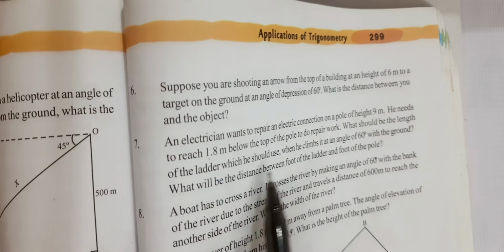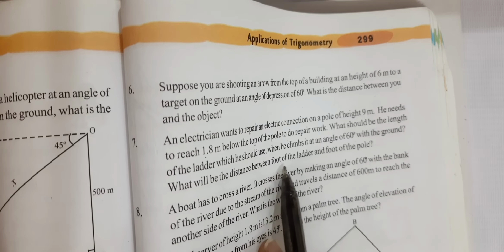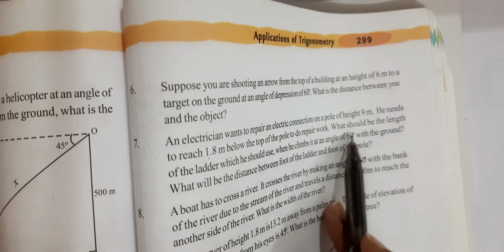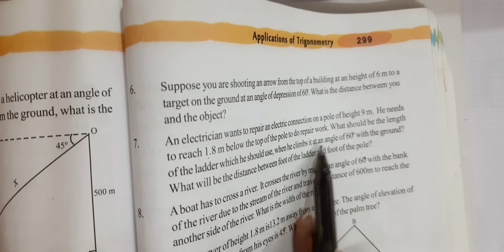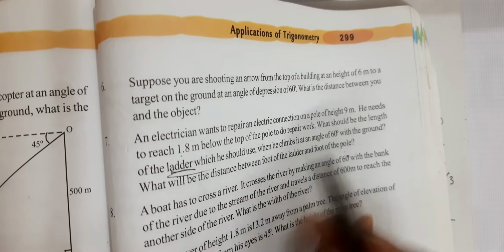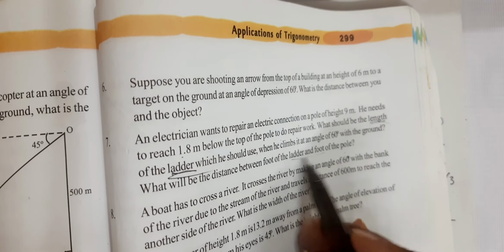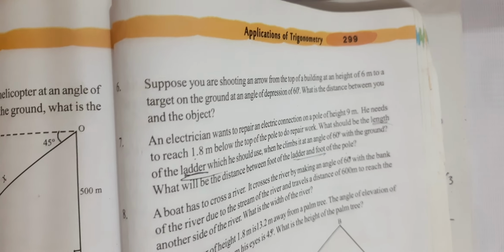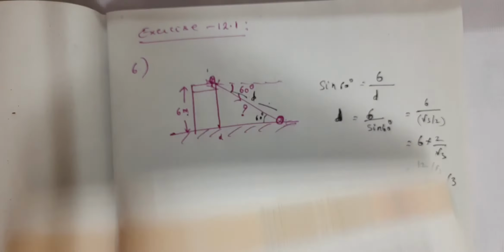He also asks what will be the distance between the foot of the ladder and the foot of the pole. So two things are asked: one is the length of the ladder, as well as the distance of the foot of the ladder from the foot of the pole. So let's see how to solve it.